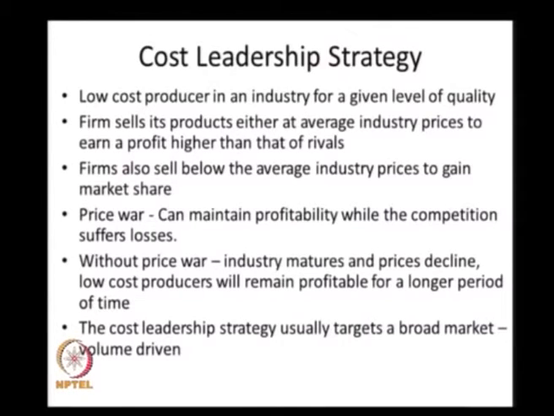And usually a low cost strategy targets a broad market because it needs to be volume driven. Usually, though in focus you still have low cost strategy, by and large low cost strategy targets a broad market. So organizations can choose to take the low cost option as a strategic option. And having chosen that, how do they acquire those cost advantages?